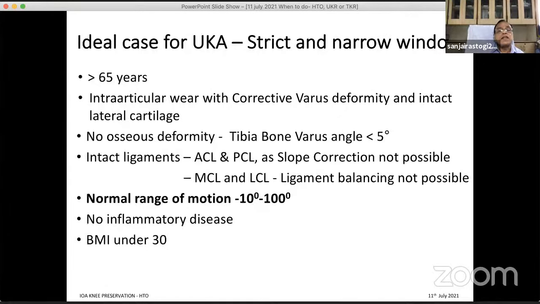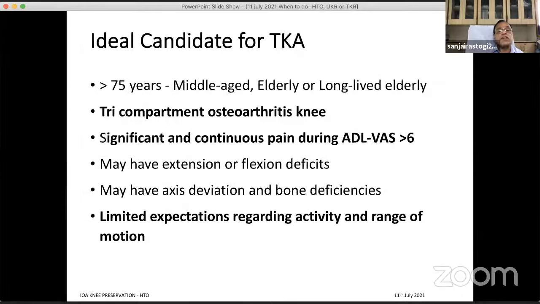So who is an ideal case for UKA? There is a very strict narrow window. Patient should be above 65. There should be mere intra-articular wear, and the varus should be correctable. The lateral cartilage should be intact. There should not be any osseous deformity. ACL, PCL, MCL, LCL should be normal. There should be normal range, no inflammatory disease, and the BMI should be under 30.